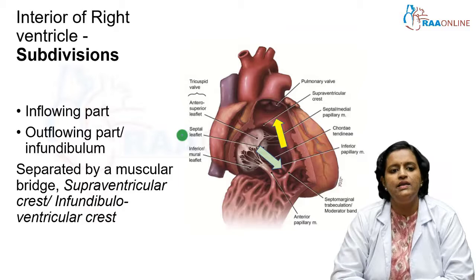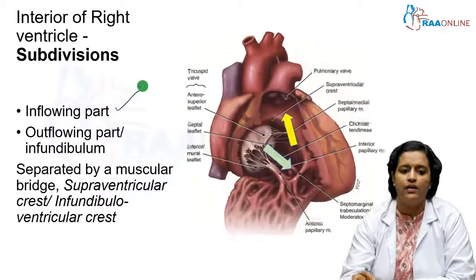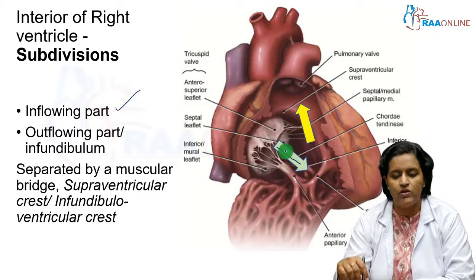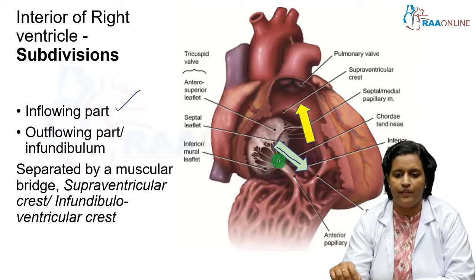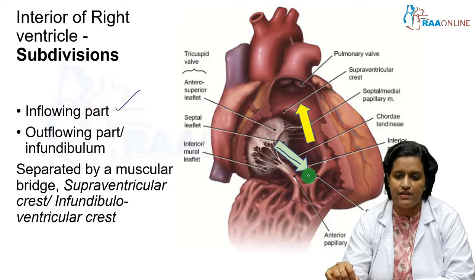Now coming on to the interior of the right ventricle in detail, there are two subdivisions in the interior. One is the inflowing part. This is the part of the right ventricle which receives blood from the right atrium. The arrow shows the direction of blood which enters into the right ventricle from the right atrium. This part of the ventricle which receives the blood from the right atrium is known as the inflowing part. This happens in diastole.